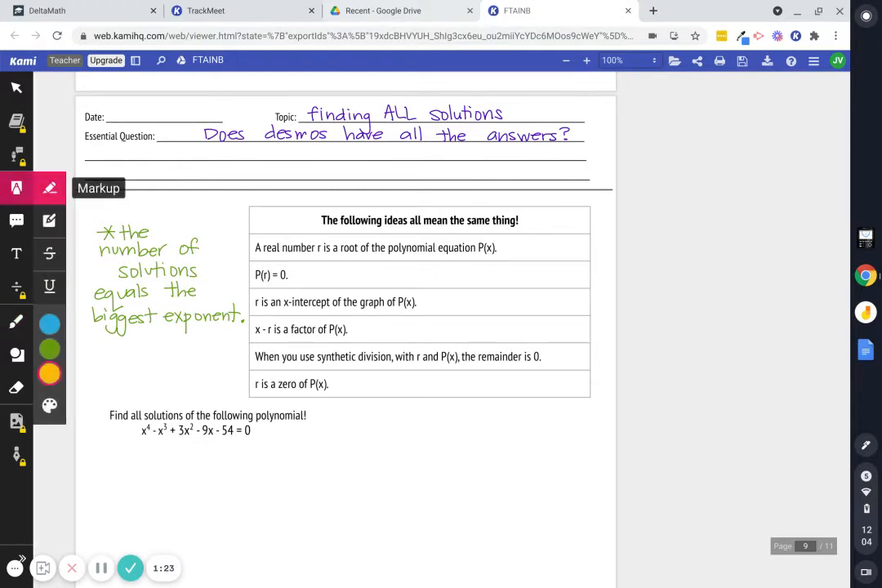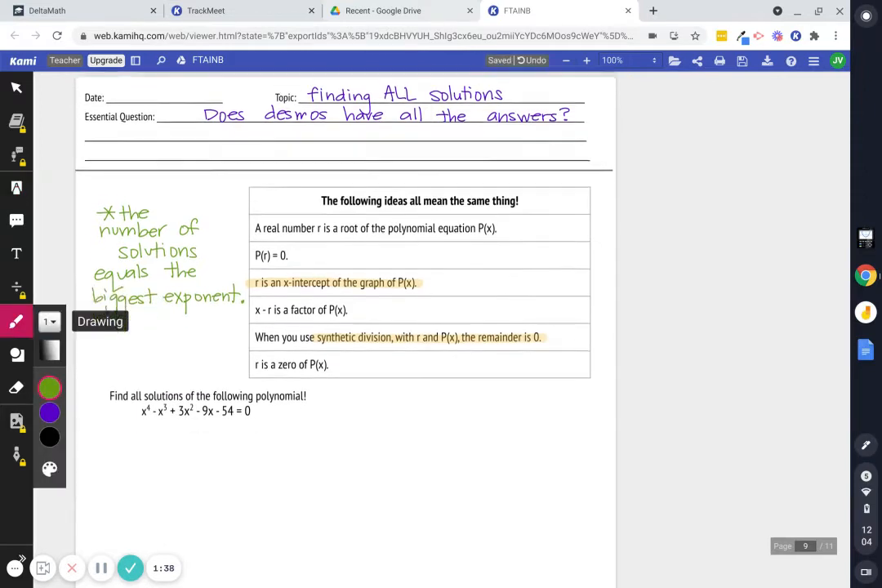Okay, so with these ideas, the other day I told you to highlight something, and then I was like, oh crap, don't highlight that. Well, we're going to use some information now. So one of the things I want you to realize is that if I have x-intercepts, then when I do synthetic division, the remainder will be 0. Those are 2 key things.